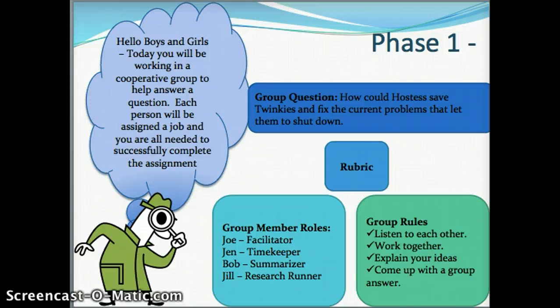This is going to help motivate the students to work together because without each of the individual members, the group could not be successful. This is a way to organize the information and to lay out all of the expectations so the students know exactly what they're doing and they know their job, they know the rules, they can access the rubric, and they know their group question, which in this case is how could Hostess save Twinkies and fix the current problem that led them to shut down.